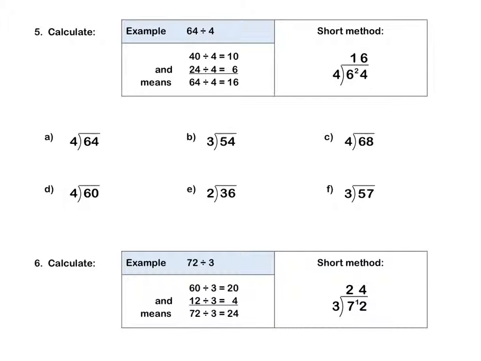Question 5. 64 divided by 4. 4 fits into 6 once, remainder 2, and 4 fits into 24 6 times. Let's do B together. 3 fits into 5 once, remainder 2, and 3 fits into 24 8 times, because 3 times 8 is 24. Press pause to complete question 5.